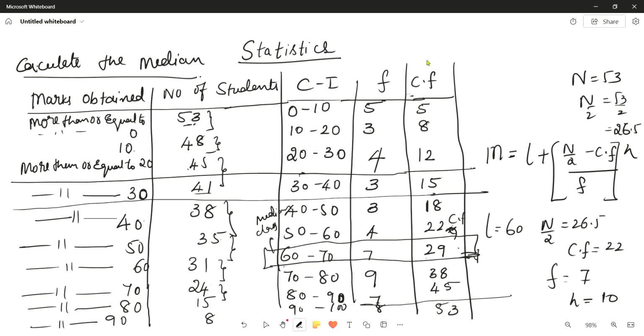This is the example. Now tell me which is the modal class. The CF column is also not required for these values, only for the median. Now tell me.